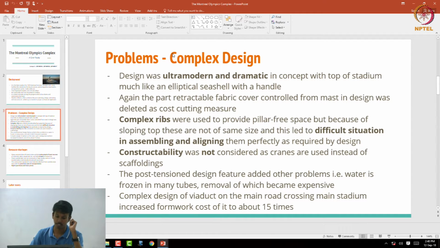In winter, water entered into these tubes and it got frozen, and removal of this water became very expensive. And they constructed a viaduct with a very complex design instead of directly constructing it. So it increased the cost to about 15 times that of a normal viaduct.